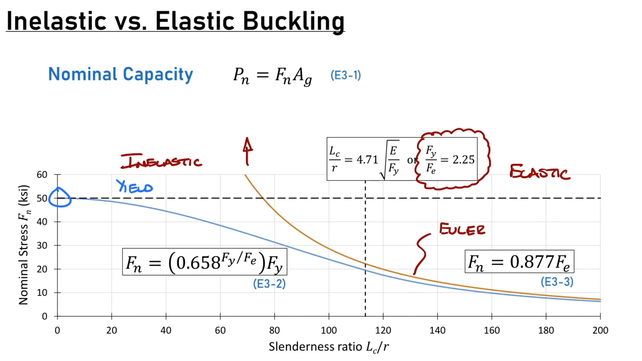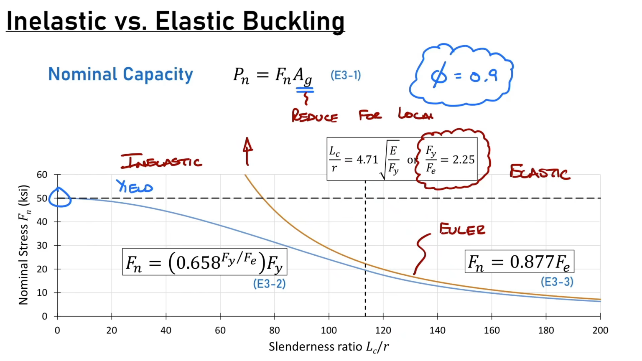To calculate the nominal capacity Pn, we simply need to take our nominal stress Fn and multiply by the gross cross-sectional area Ag for our section. In design, we're going to use a phi factor of 0.9, and that is applied uniformly for all compression limit states. And the last thing that I'll mention is that the area Ag may get reduced if you have local buckling.